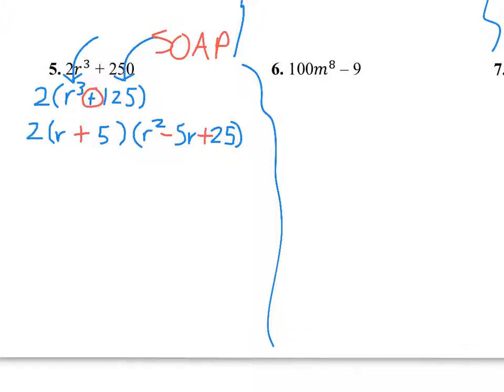For number 6, that is a difference. There's two terms, so is it difference of squares or difference of cubes? Well, 9 is a perfect square, so we're going to use difference of squares. So square root of 100 is 10. Square root of m to the 8th is m to the 4th. One of them is going to have a plus in between. The other one's going to have a minus in between.